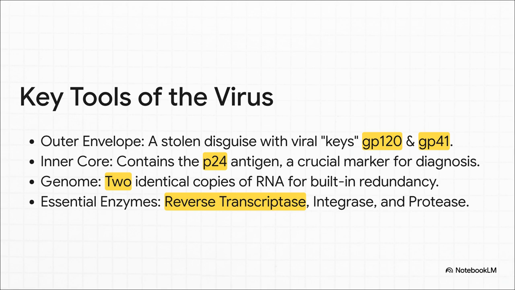First, on the outside, you've got this envelope. Now, this isn't just any envelope. It's actually a stolen piece of our own cell membrane, which makes for a brilliant disguise. And studded all over it are the viral keys, proteins called GP120 and GP41. Then, inside, you've got this cone-shaped core, which holds something called the P24 antigen. That's a really important marker we use for early diagnosis. And then at the very heart of it all, two identical copies of its RNA genome, so it's got a backup, plus those three absolutely essential enzymes that make the whole takeover possible: reverse transcriptase, integrase, and protease.